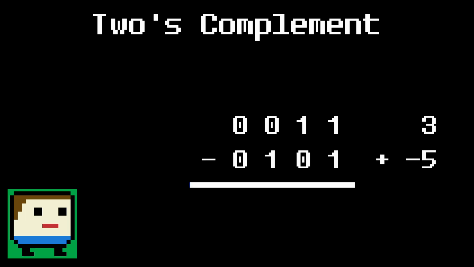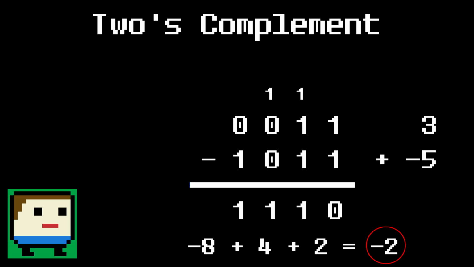To negate 5, we'll invert all of its bits, giving us 1010, and then add 1 to get 1011. Now we just add as usual, and we finally get our answer of negative 2. At last, we can rest easy knowing that negative numbers work out with addition.